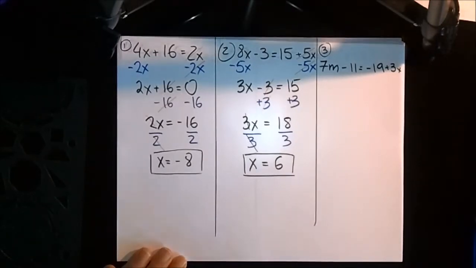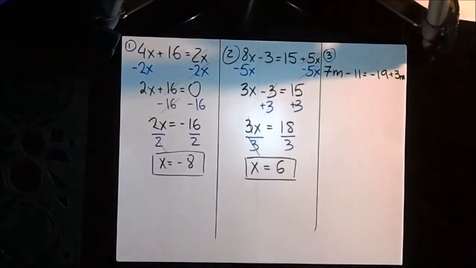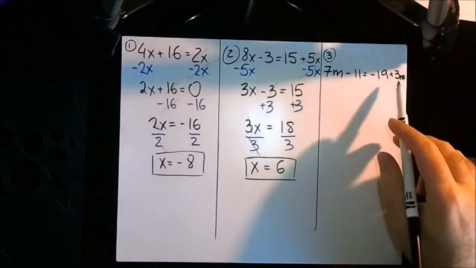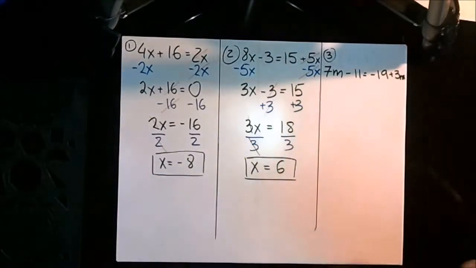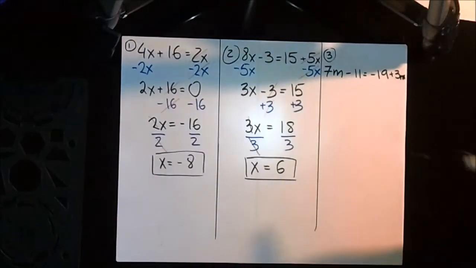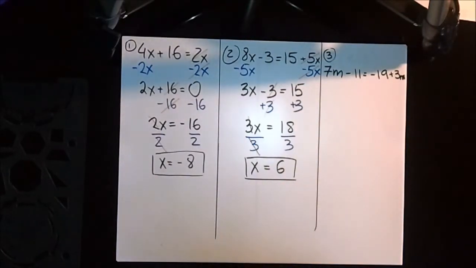All right, moving on to number three. So number 3 is just like the other problem types here. I have the m variable on both sides. I got to get rid of it on one side, and as always, my personal choice is to get rid of the one with the smaller coefficient. 7, 3, 3 is smaller. How do I get rid of a 3m? What can I do?